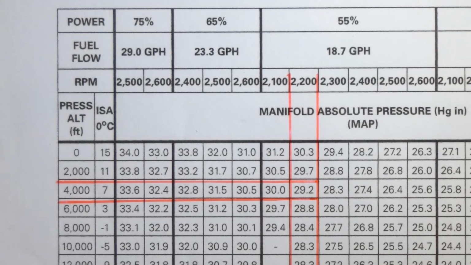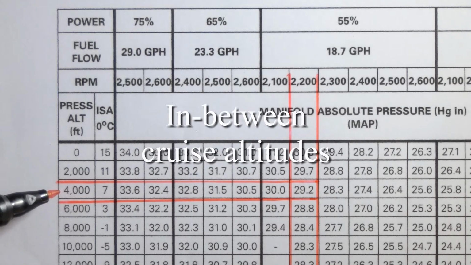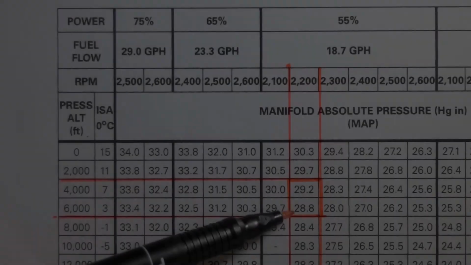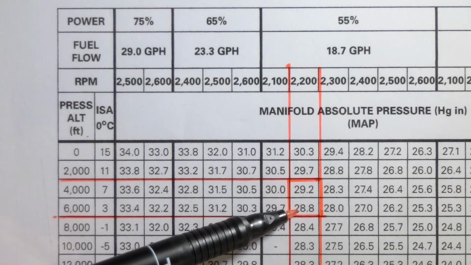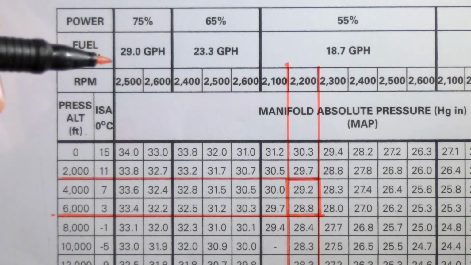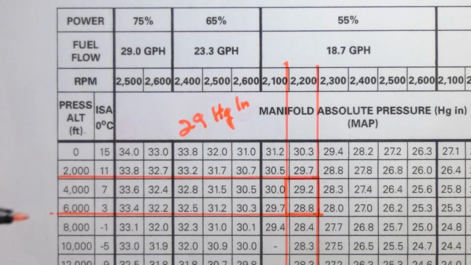And it's that simple. However, let's say we'd like to cruise at 5,000 feet. Then we'd have to interpolate between 4,000 and 6,000 feet. So our value now would fall between 29.2 and 28.8. So we'll simply add these together and divide by 2. And we get a value of 29 inches of mercury. And it's that simple.